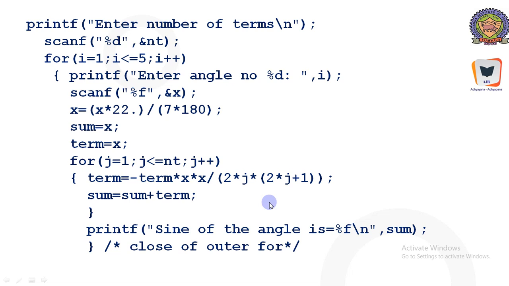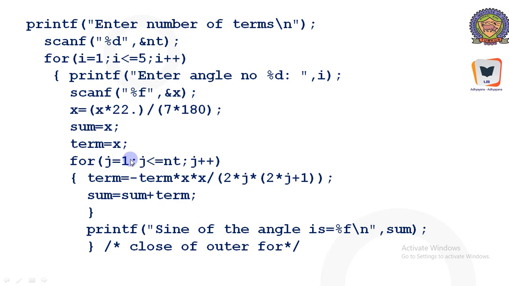So this would amount to 3 factorial. Okay, sum equal to sum plus term. The earlier value of sum is x, therefore plus term value is minus x cube divided by 3 factorial. So the sum that we have accrued is the earlier sum plus the term value.